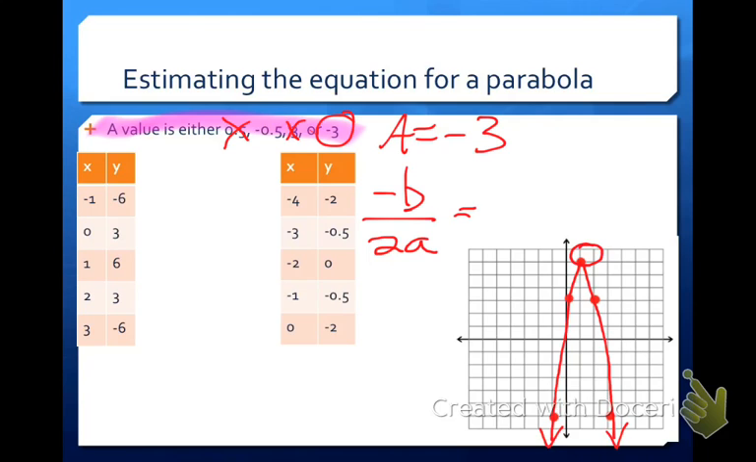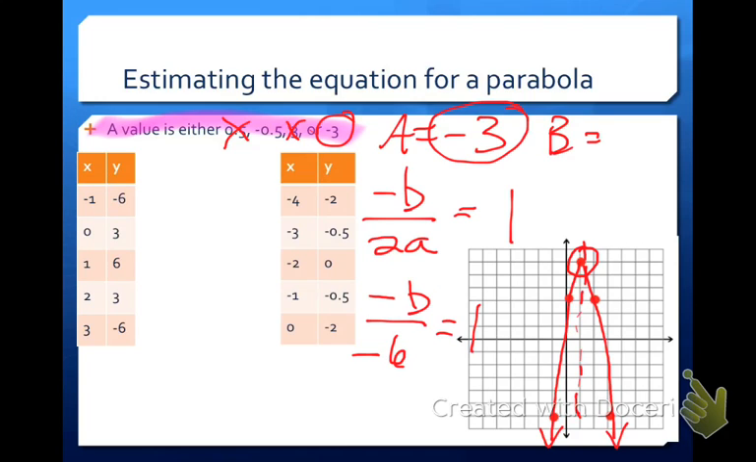My vertex is right there, because I could draw my axis of symmetry. And so that is equal to positive 1. And so when I do negative b, I know my a value is negative 3, so 2 times negative 3 gives me negative 6. So negative b over negative 6 is going to equal 1. So the b value that I would plug in to get that to equal 1 is going to be 6. So if I plugged in a 6 for b, I'd get negative 6 on the top, negative 6 on the bottom. When I divide them, I get 1.